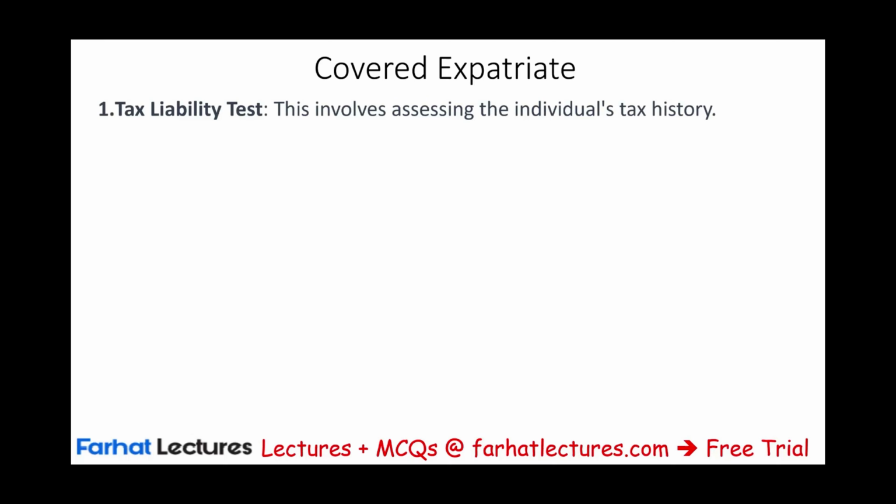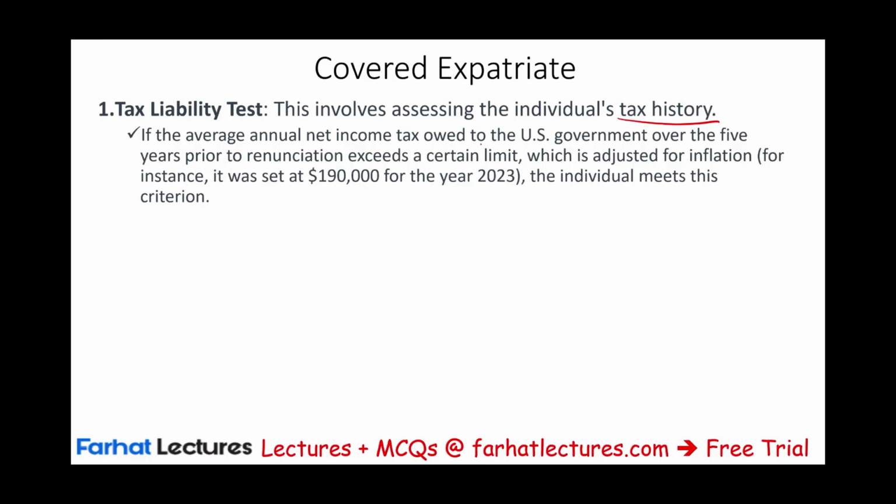One, there's a tax liability test. They would look at your tax history. If the average annual net income tax owed to the US government over the 5 years prior to your renunciation exceeds a certain limit, and this number is subject to inflation so it changes every year, say it's 190,000 for the year 2023, then you will meet this criteria. If you owe the government 190,000, you are making a substantial amount of money. Therefore, you are considered a high earner. As a high earner, you are subject to the mark-to-market tax.